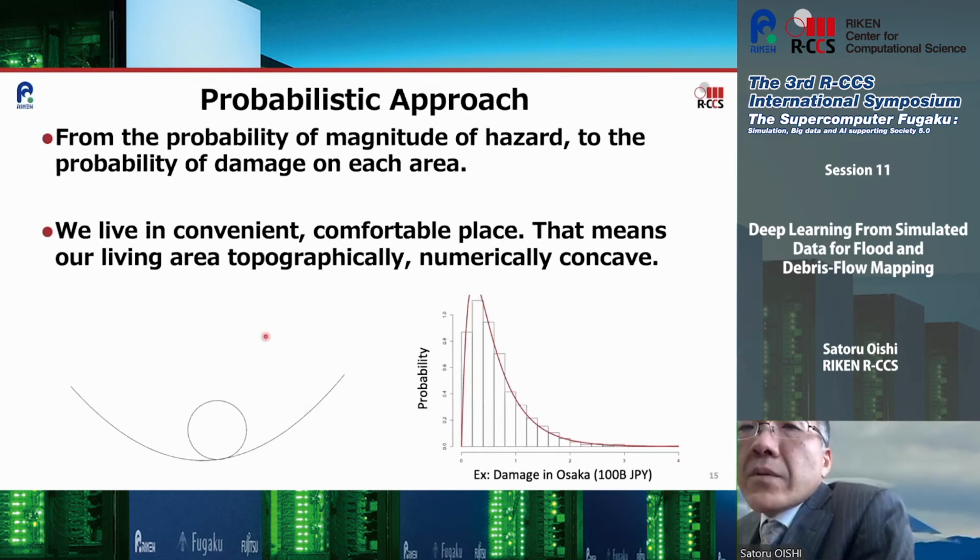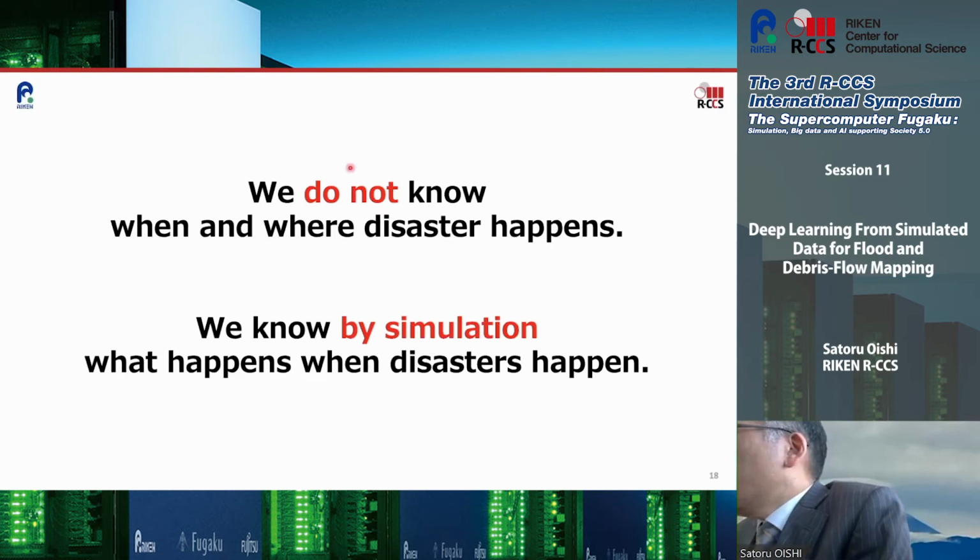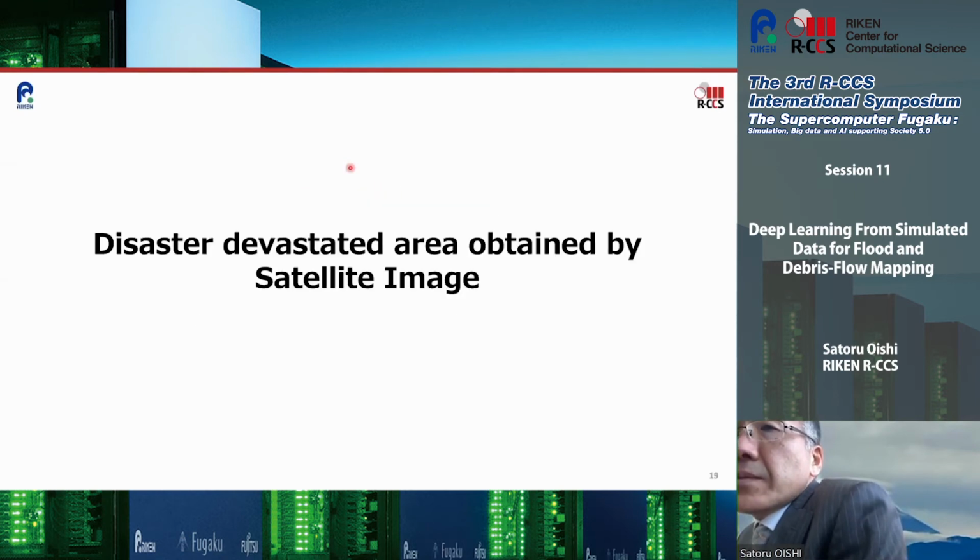is we live in the convenient and comfortable place. And that means our living area is topographically and numerically concave. So if we consider our probabilistic approach as the probability of magnitude of hazard to the probability of damage in each area, we can predict the damage time by time. So we do not know when and where disaster happens, but we know by simulation what happens when disaster happens.